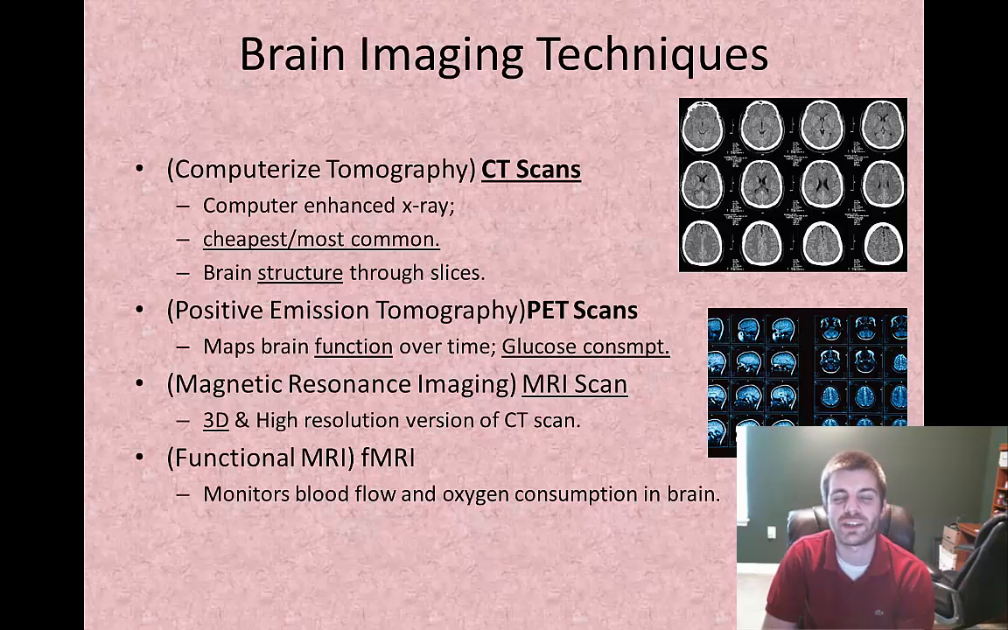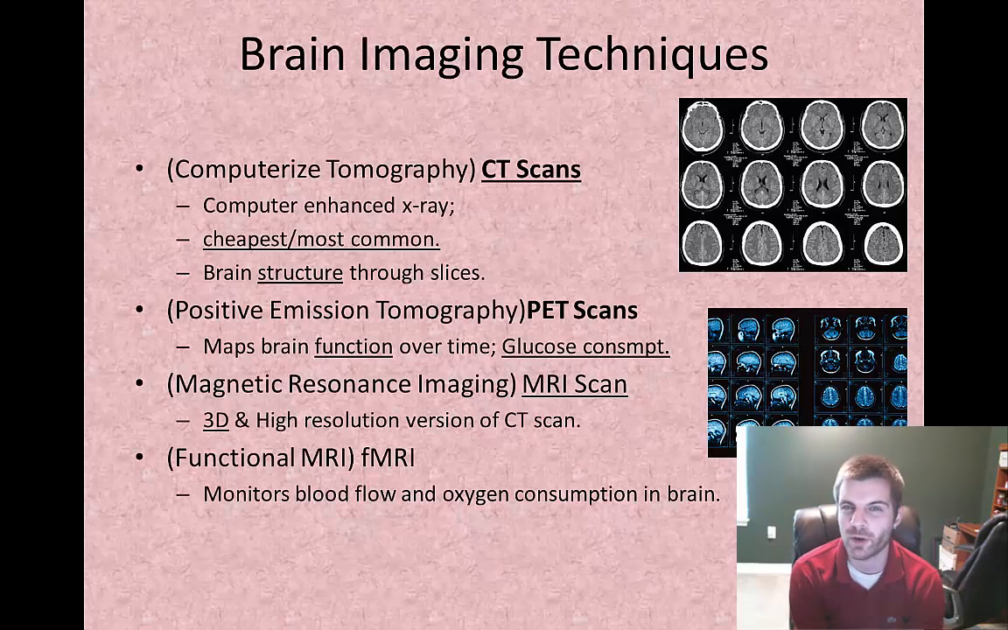The upgraded version of this is the MRI, and that is the magnetic resonance imaging scan. And this is very similar to a CT scan. The only difference is that it's actually going to be able to show structure in a 3D perspective as opposed to just brain slices. 2 other scans that are worth noting are the PET scan, the positron emission tomography scan, and this one is going to actually map brain function, and one of the things that it can also show is glucose consumption, so that's a good note.